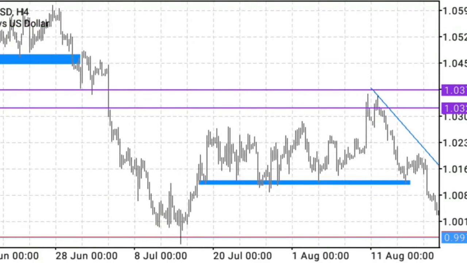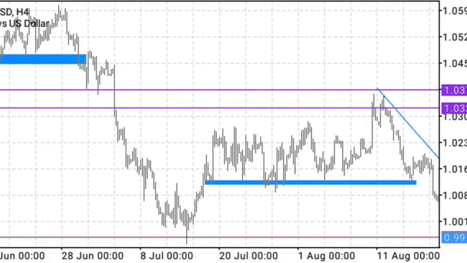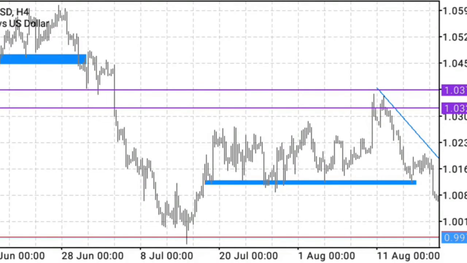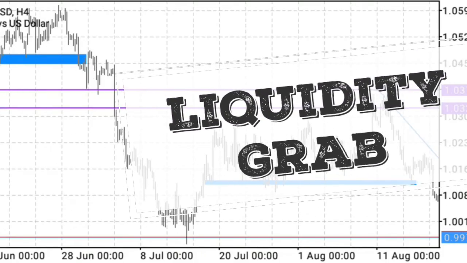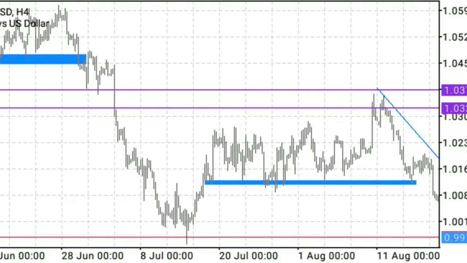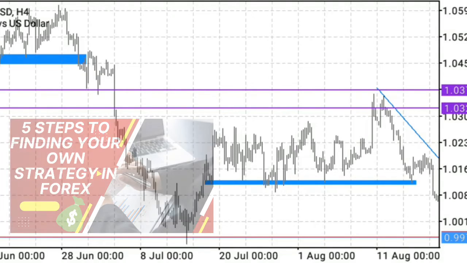So let's move on. The third one is to identify the idea behind the move. What's the idea behind the move? The whole trading strategy about Forex is the running out of liquidity. Now I talked about a video, 5 steps to finding your own trading strategy. I'm going to be leaving the description also below.